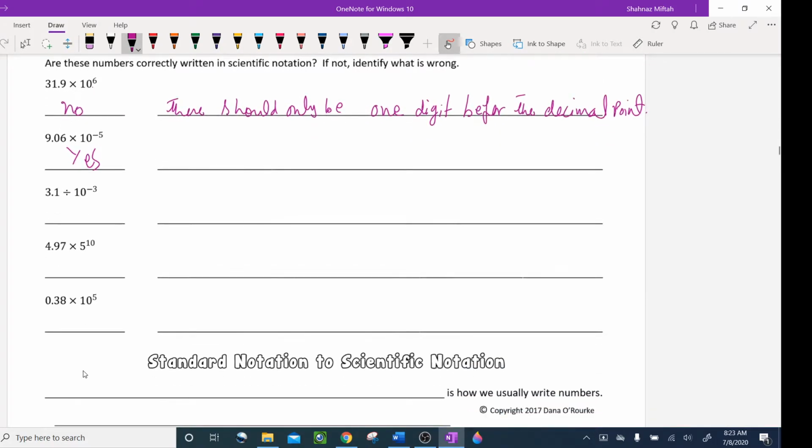Next. 30.1. Okay, obviously, do you see the division? We always should have multiplication. Everything else looks good, but this division is not. So that's no. The reason is it should be multiplication instead of division.